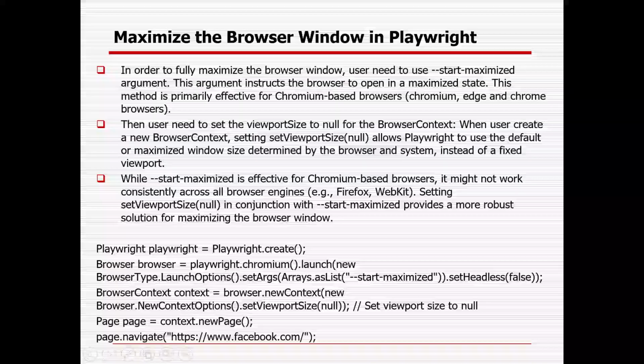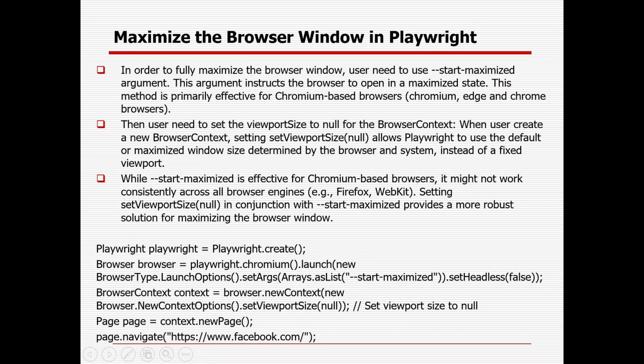So what you need to do first is create the object or instance for Playwright. After that, you need to create the object or instance for the browser, where you need to use additional stuff like set arguments with an array as list and the start maximized argument. After that, you need to create an object for the browser context, where you call the new context option method and use set viewport size to null. Then you can create an object for the page, and with the help of the page object, you can navigate to any website and perform operations on the available elements. So that is the stuff you need to change in your code a little bit.